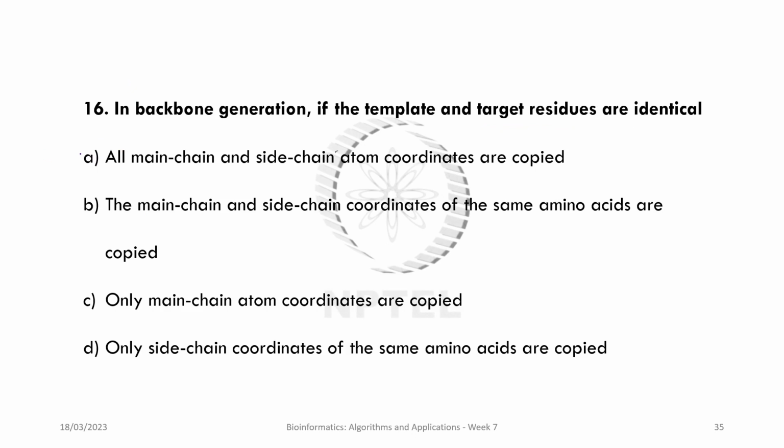Question 16. In backbone generation, if the template and target residues are identical, option A, all main chain and side chain atom coordinates are copied. Option B, the main chain and side chain coordinates of the same amino acids are copied. Option C, only main chain atom coordinates are copied. Option D, only side chain coordinates of the same amino acids are copied.